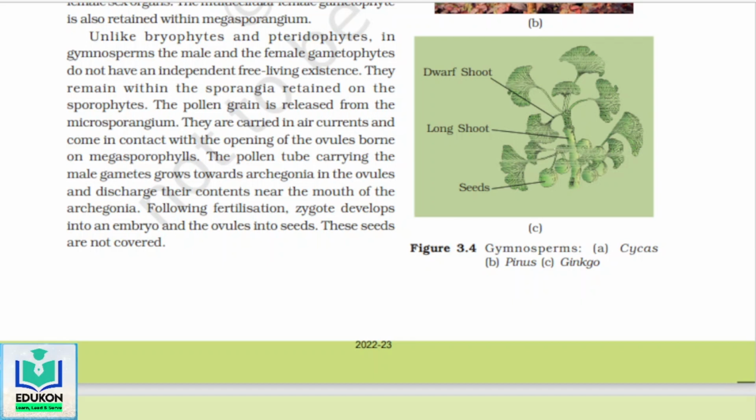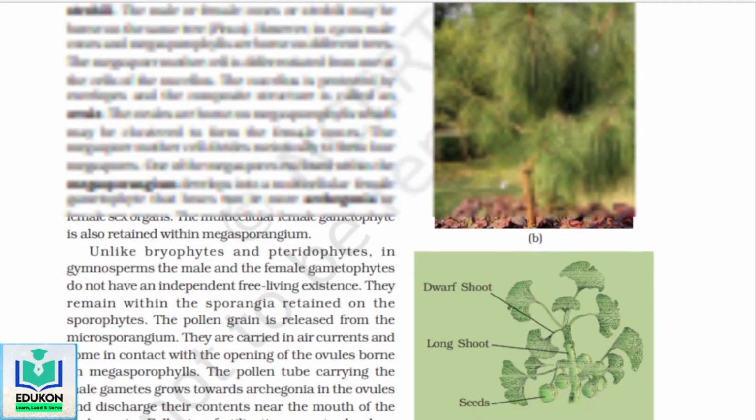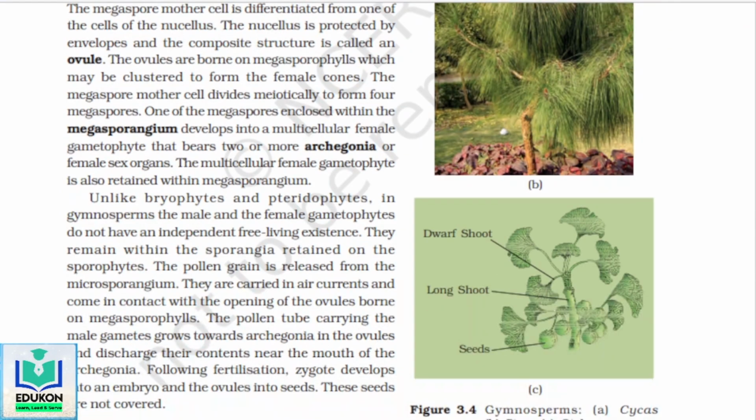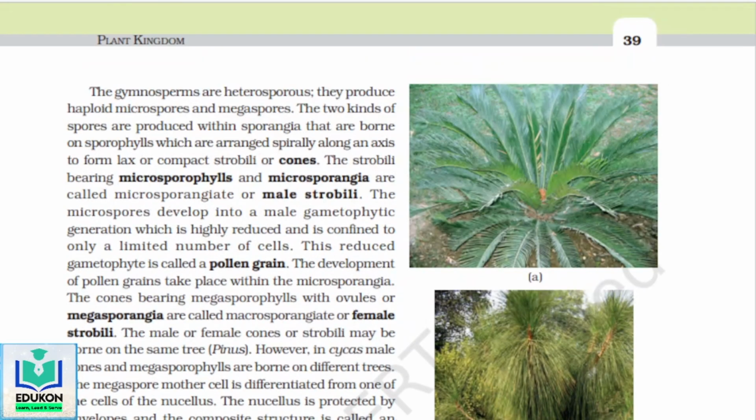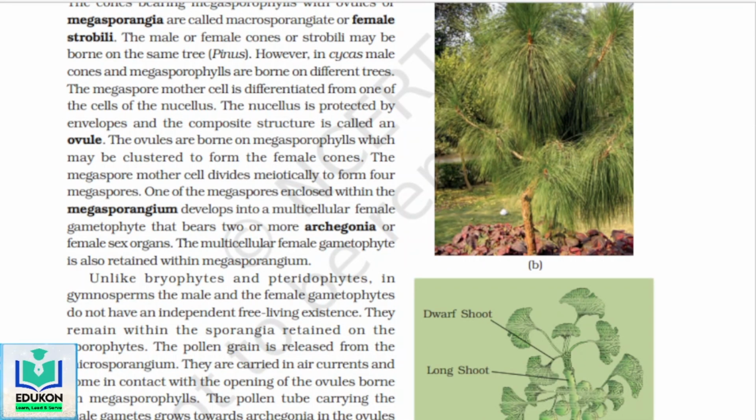Okay. So we have examples here. We have three plants here. A is Cycas, the top one. B is Pinus and C is Ginkgo.